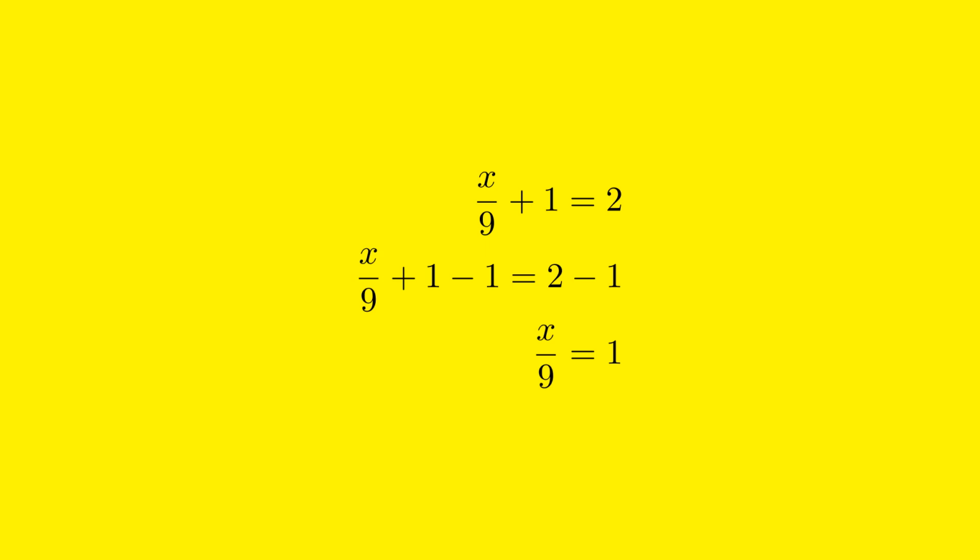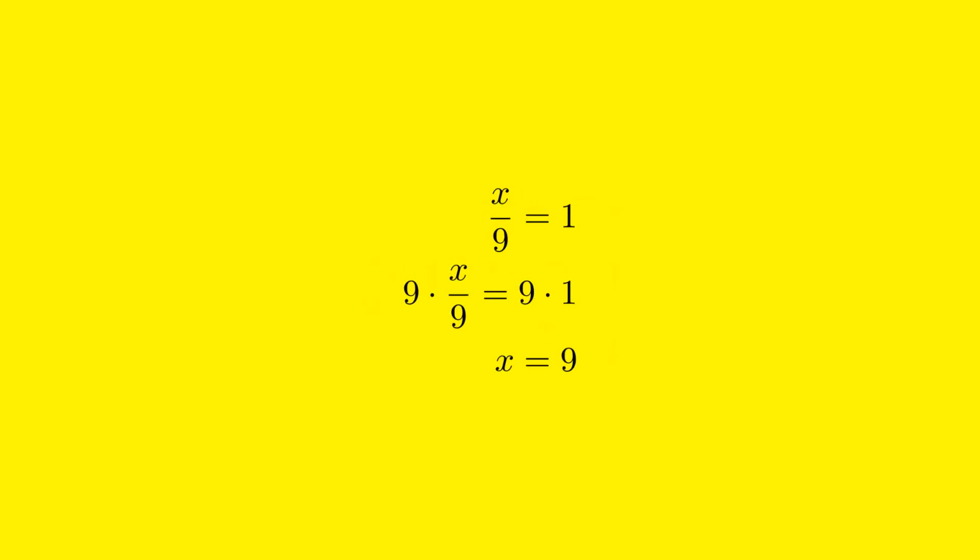This keeps the equation balanced because we are doing the same thing to both sides. So we subtract 1 from the left side of the equation, which gives us x divided by 9 plus 1 minus 1. And we do the same operation to the right side, subtracting 1 from 2, which gives us 2 minus 1. Now simplifying both sides, the left side becomes x divided by 9 because 1 minus 1 equals 0, and the right side becomes 1 because 2 minus 1 equals 1. Our new simplified equation is x divided by 9 equals 1. This means we have successfully altered the original equation into a simpler one, getting one step closer to solving for x.